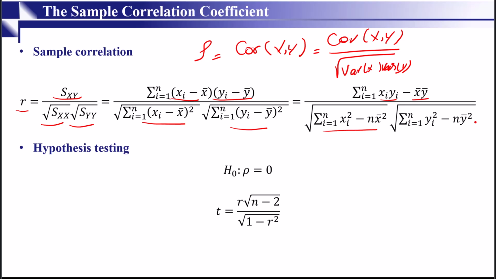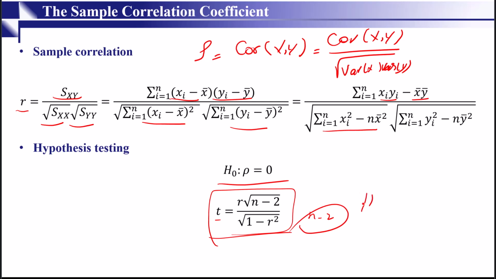Under the assumption that x and y are random variables with a bivariate normal distribution, a test of hypothesis with the null hypothesis that rho is equal to 0 can be performed by comparing the t statistic. T is equal to r times the square root of n minus 2, divided by the square root of 1 minus r squared. This is for the t distribution with n minus 2 degrees of freedom. In the regression framework, this test is equivalent to H0: beta 1 is equal to 0.